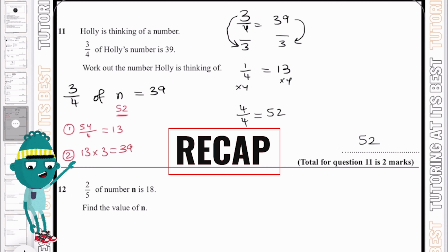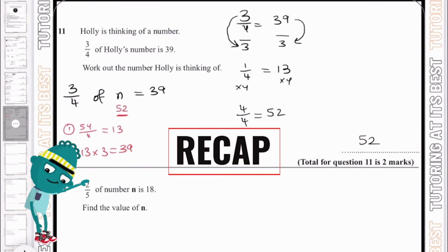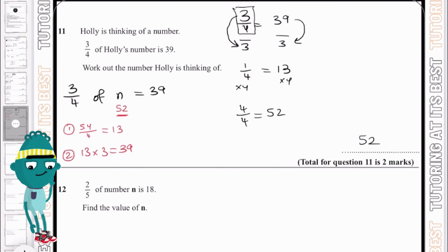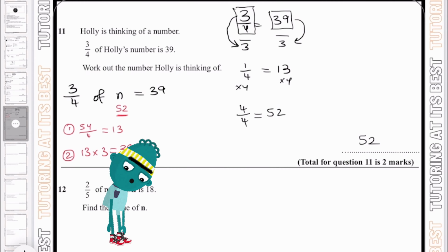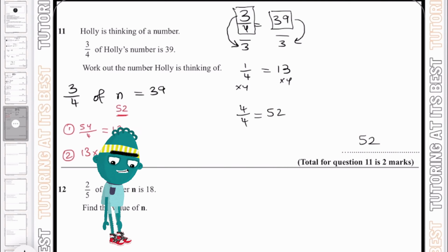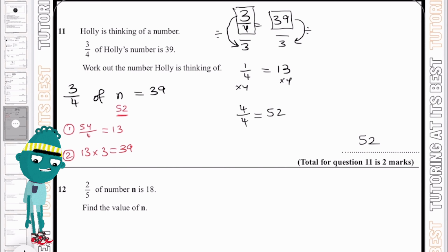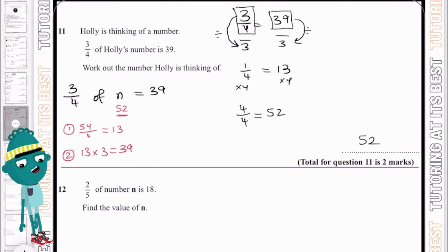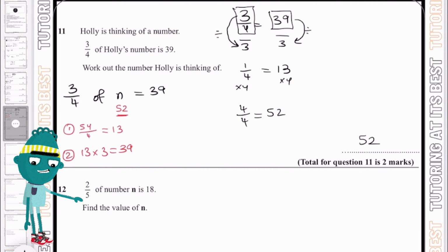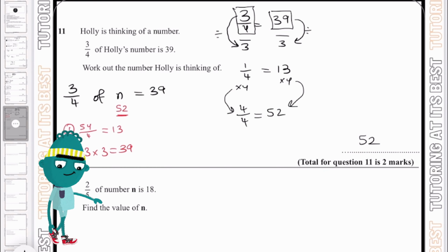So once again, what did I do? I found that we had 3/4 and it equaled 39, and the common number between those two was the number 3. So I divided both sides by 3 and got 1/4 equals 13. Then I multiplied it by 4, and I've got my answer.